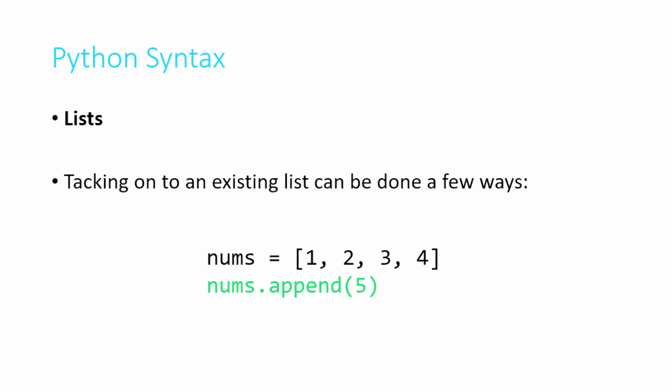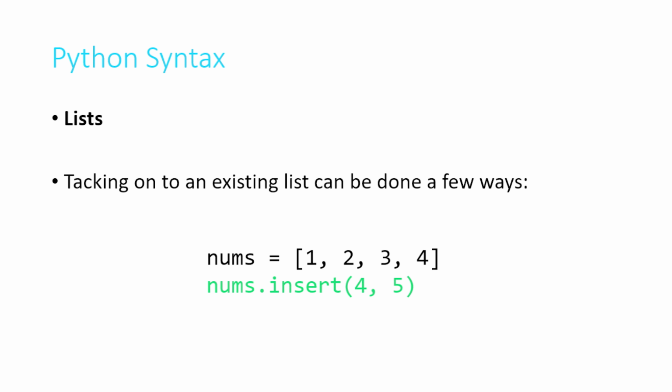Now we have the following. We can say nums equals 1, 2, 3, 4. So that's explicitly creating a list of 4 elements. We can attach an element to the end of the list. We can say nums.append(5). And what that's going to do is add 5 to the end of the list. It's going to tack it on at the very end.